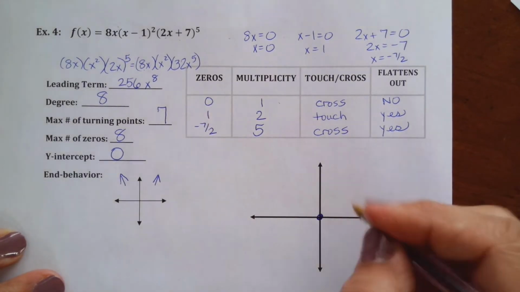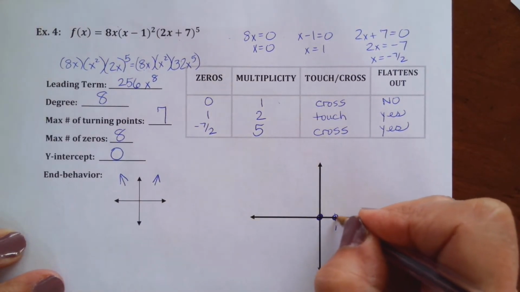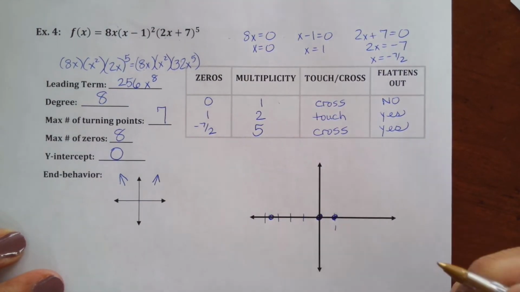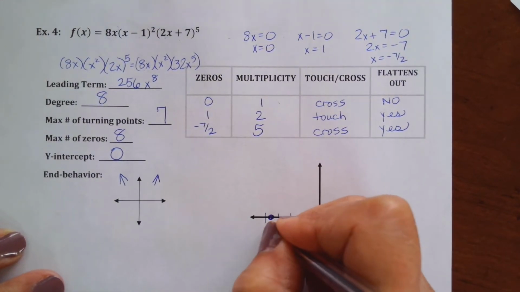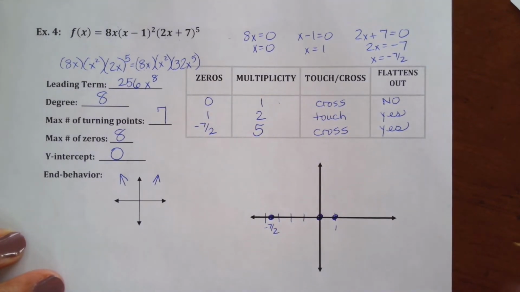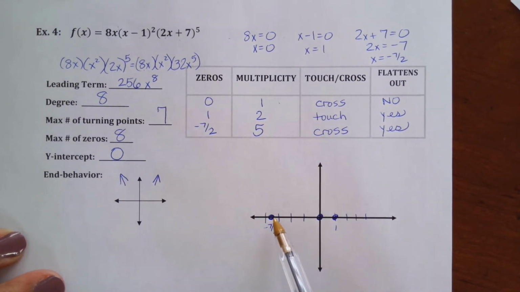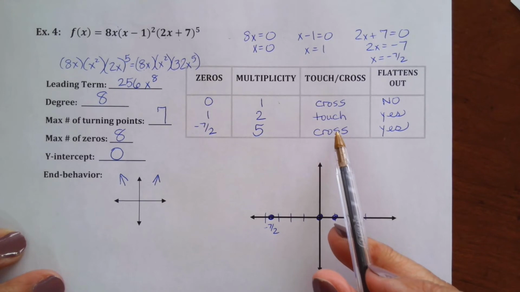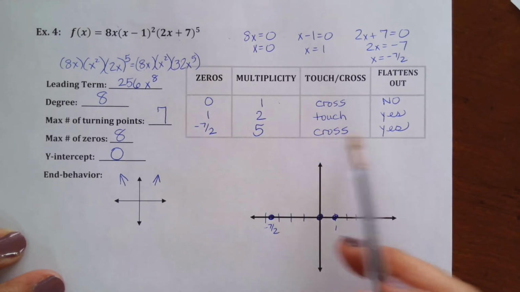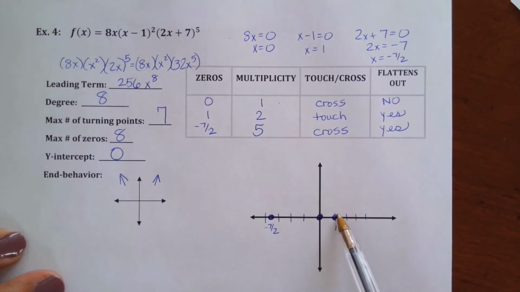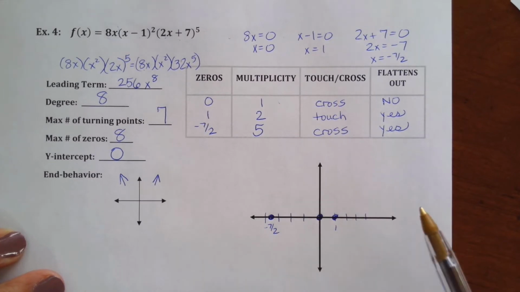All right. So the y-intercept this time is 0, which is also one of the zeros. So we're going to just plot 1. There's another 0, and negative 7 halves right back here. So we're going to start up high. Now at negative 7/2, we're going to cross. But remember, it flattens out. And then at 1, we're going to touch. And at 0, we're going to cross.